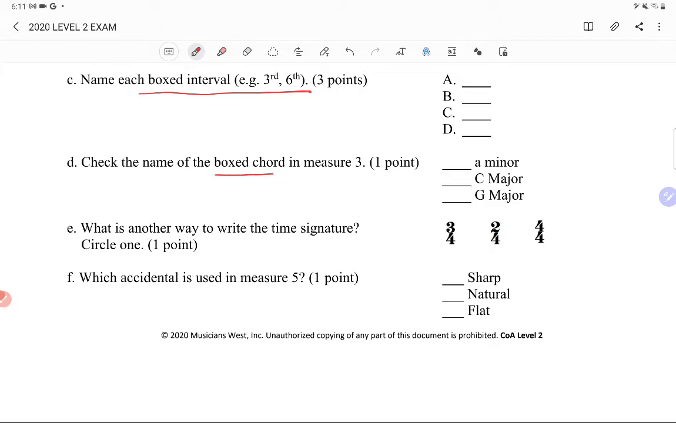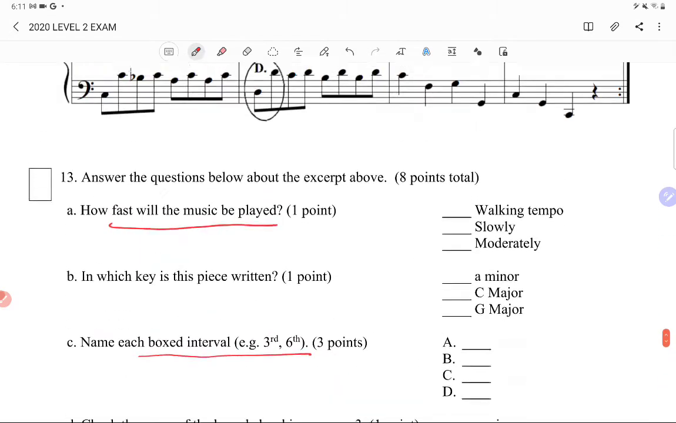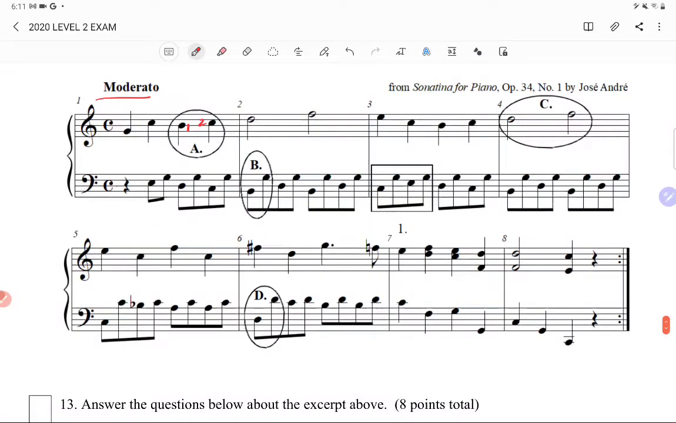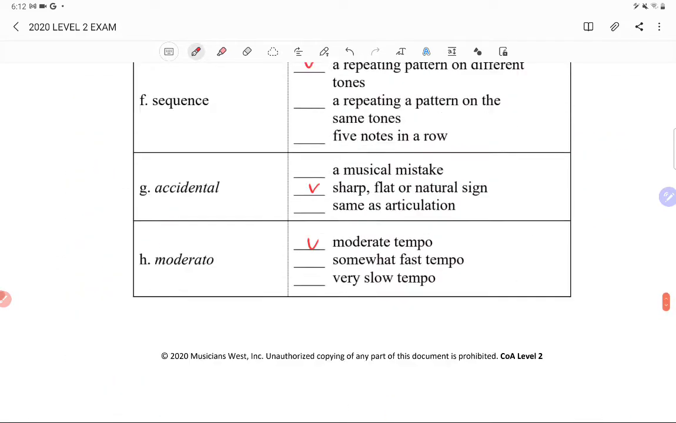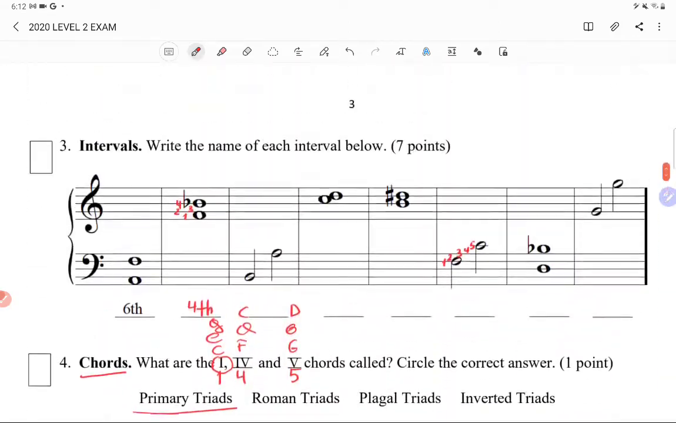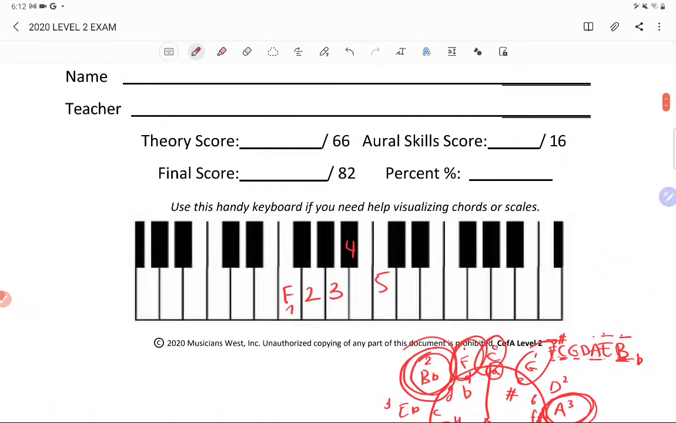Name the boxed chord in measure 3. Okay, let's look at the boxed chord in measure 3. Let's see. So you have low C, right? Because remember that's the F line in bass clef, that's a G. Now you have E and you have another G. Well, if you play it on the keyboard, if you remember how your hands look on the keyboard, so what do you have? You have C, E and G, those 3 notes. What are they going to make?